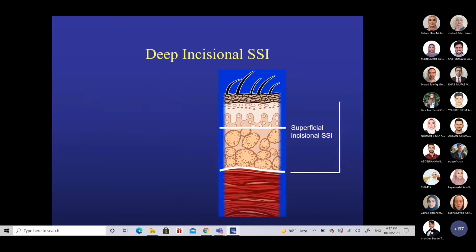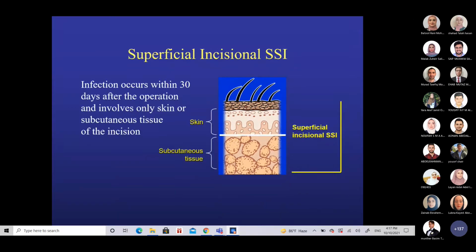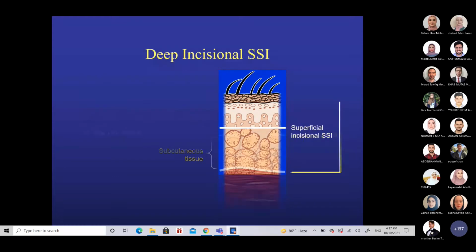So again, superficial incisional surgical site infection is an infection occurring in the skin subcutaneous fat within 30 days after operation, involves only skin or subcutaneous tissue of the incision.